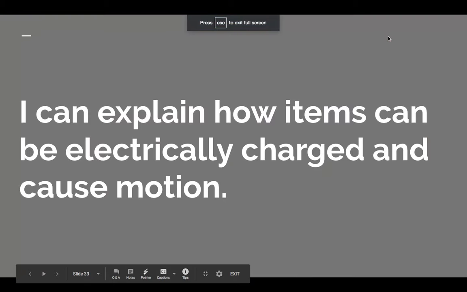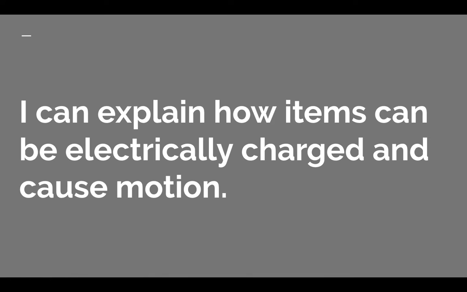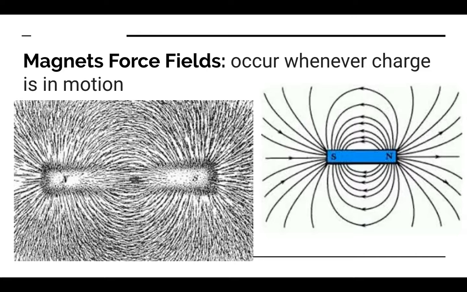Let's talk about magnets. Our I can statement of the day is: I can explain how items can be electrically charged and cause motion. Here we go. Magnets aren't really magical. They're created by their protons and electrons and all this stuff that you'll learn in high school. But basically, what you need to know is they have force fields around them, and these force fields show you the lines which the magnetism, in a way, kind of follows.